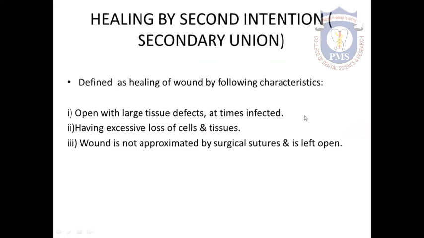Now, coming to healing by second intention or secondary union. It is defined as healing of wounds with the following characteristics. The wounds that will be healed by secondary union include open wounds with large tissue defects, at times infected, wounds with excessive loss of tissues and cells, and wounds which cannot be approximated by surgical sutures and which are left open.